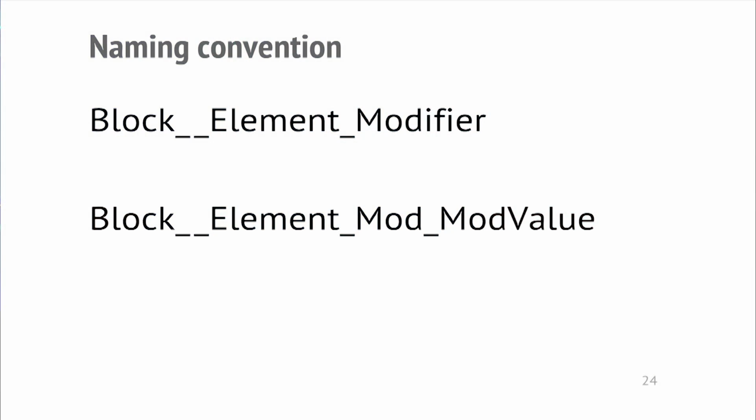Having all these entities, we need a way to somehow write code with them. So we use CSS classes to link BEM entities to DOM nodes. And we use two underscores to tell element from block name and yet another underscore to separate modifiers. Modifiers can be Boolean like this or key-value pairs.